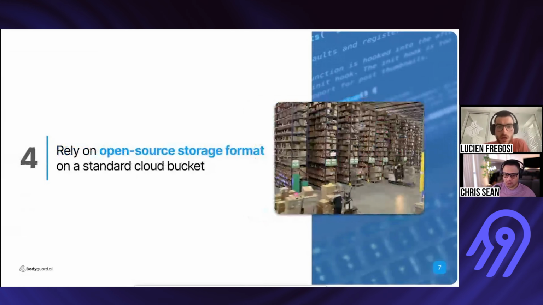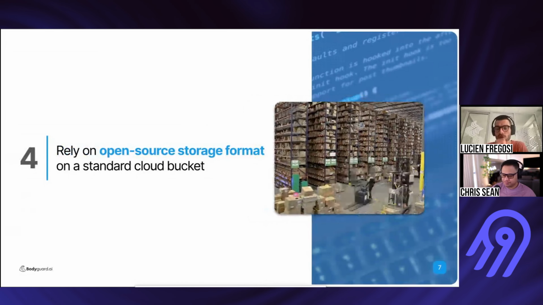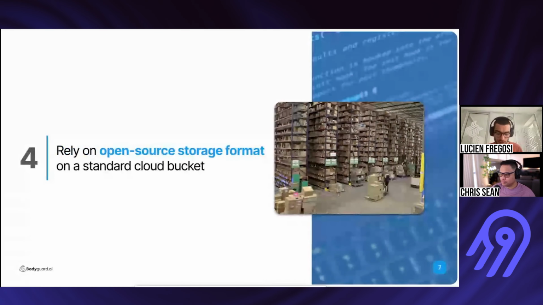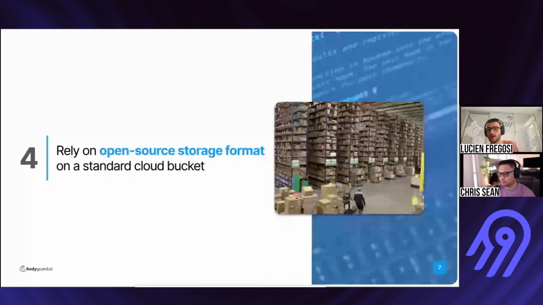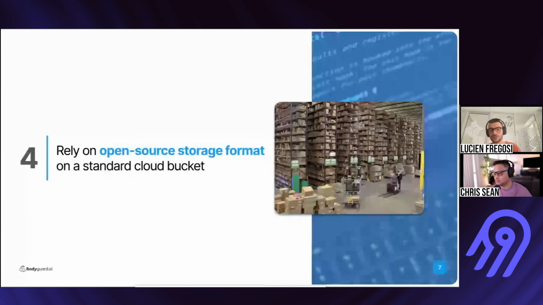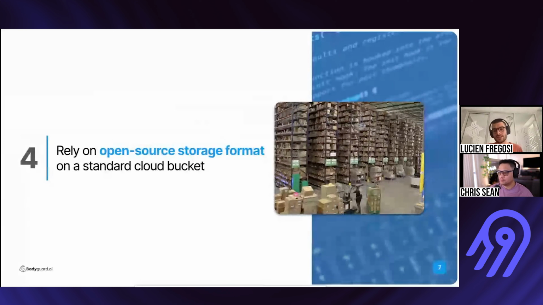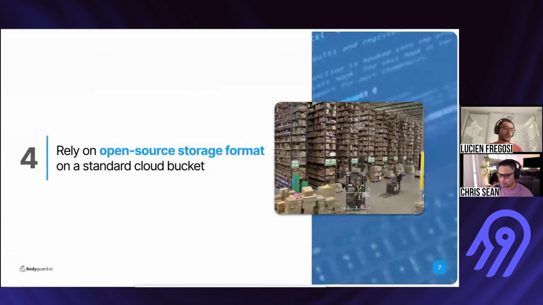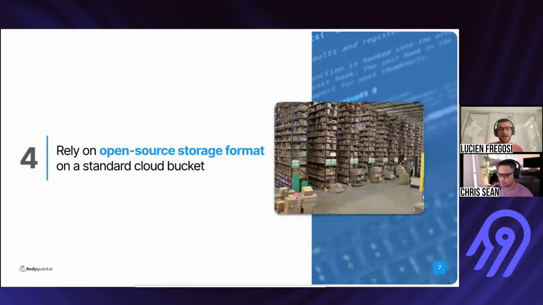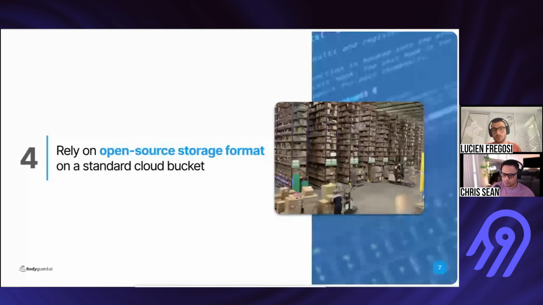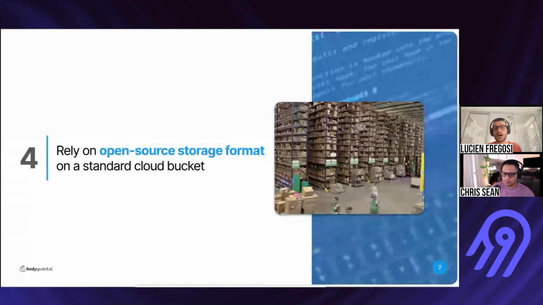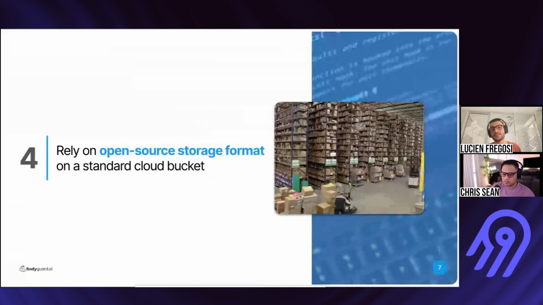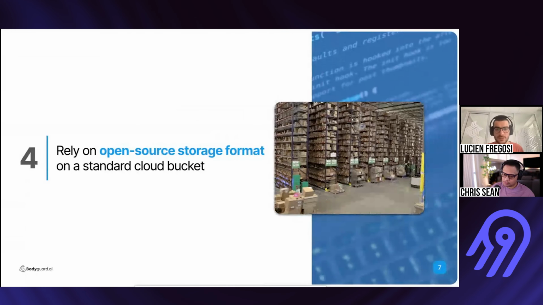Fourth principle, we want to rely on open source storage format on a standard cloud bucket. So we don't want to put all our data in a data warehouse like BigQuery or Snowflake because there is kind of a lock-in. So rather than doing this, we want to store every file in a Parquet format, which is really the standard in a storage bucket. It has some advantages because if we want one day to change our data warehouse solution, it is possible thanks to this principle.